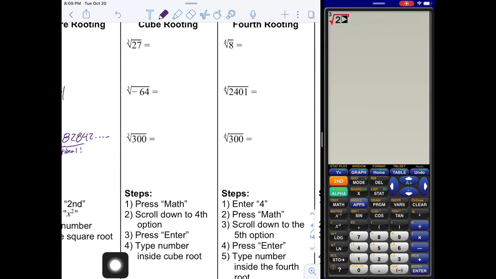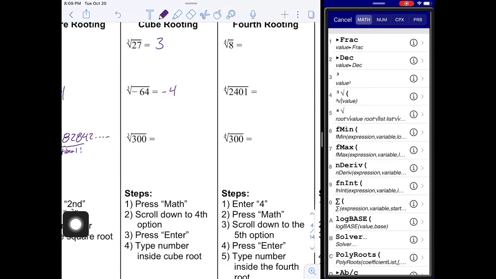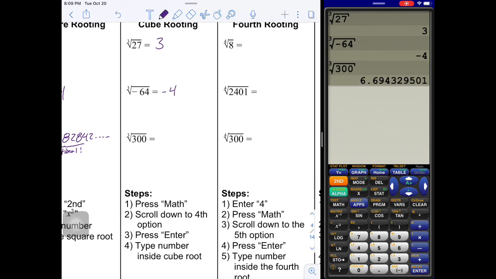Now we can plug in 27. So that'll give us 3. Remember, if you have odd indexes, you can have negative values inside. So here, again, I want to press math, go down to 4, and negative 64. So that will give me negative 4. Let's see here. So math 4, 300. So 6.694... Remember, there's no pattern going on here, so this thing is irrational.